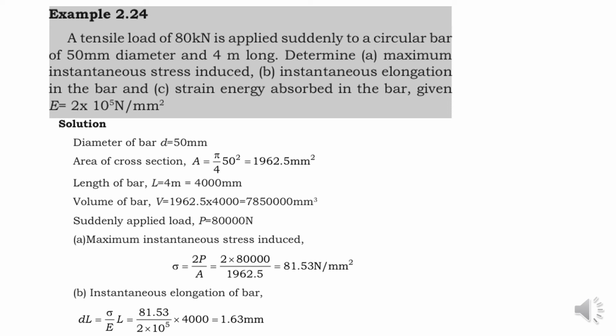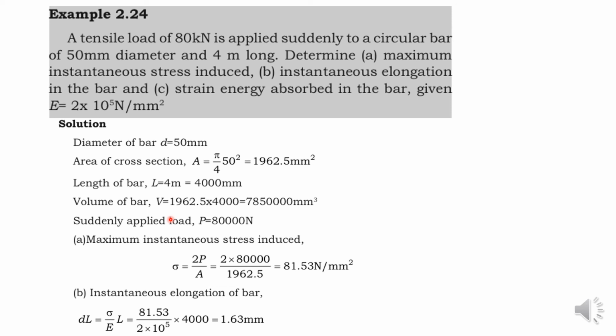So it is given in the question that the diameter of the bar is 50 mm. Area of cross section can be found out by using this diameter, and which is obtained as 1962.5 mm square. Now the length of the bar, which is equal to 4 meter, that is 4000 mm. Now the volume of bar, which is area into length, is equal to 785,000 mm cube. So here we have to find out the value of maximum instantaneous stress induced.